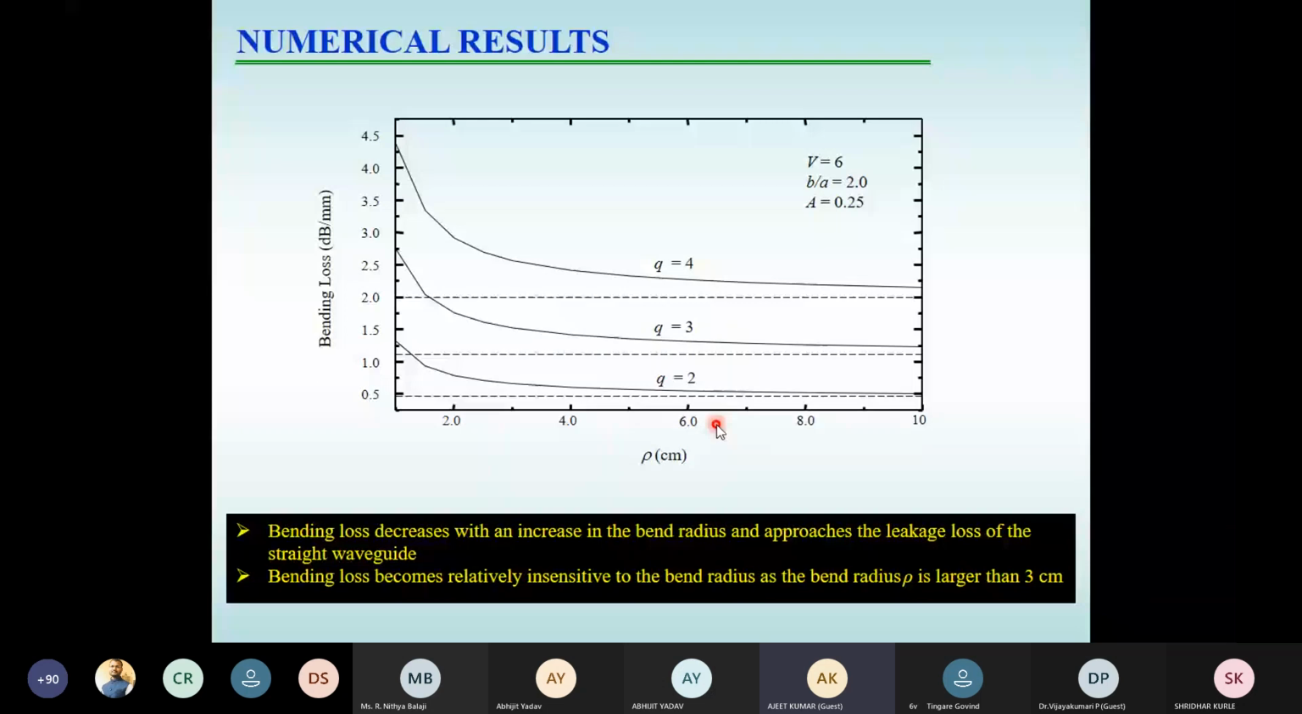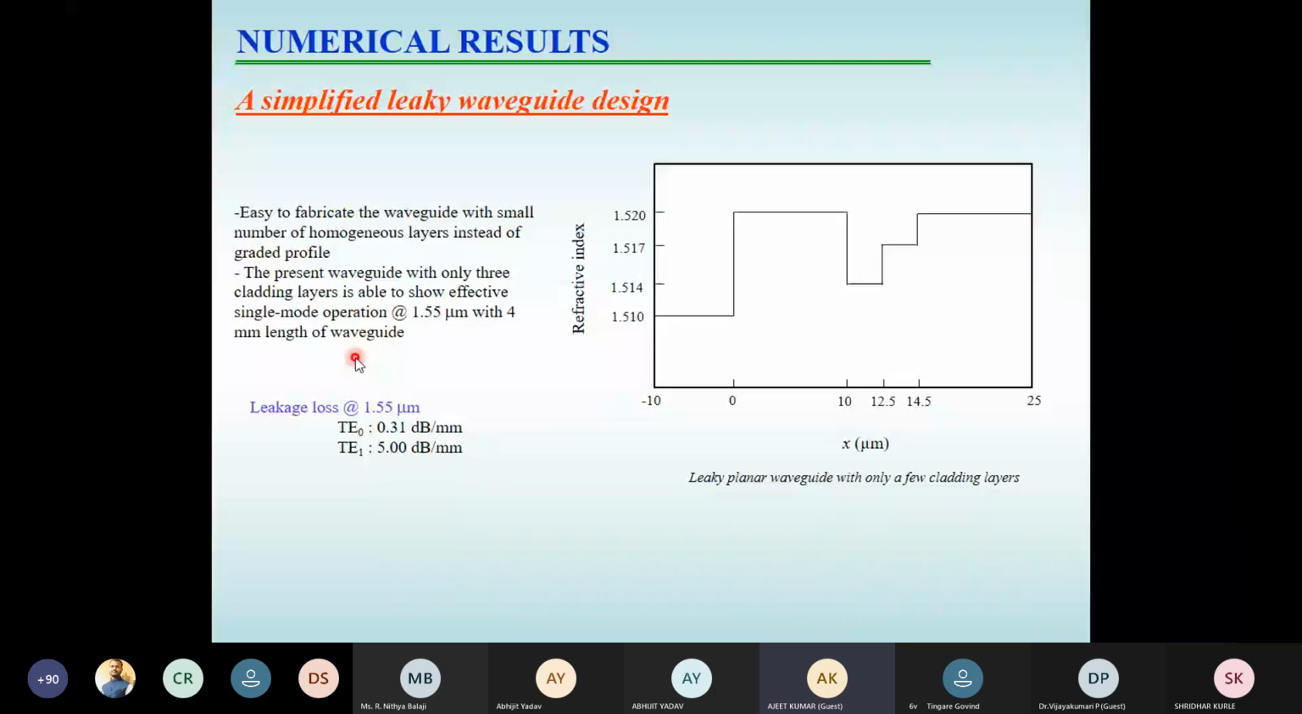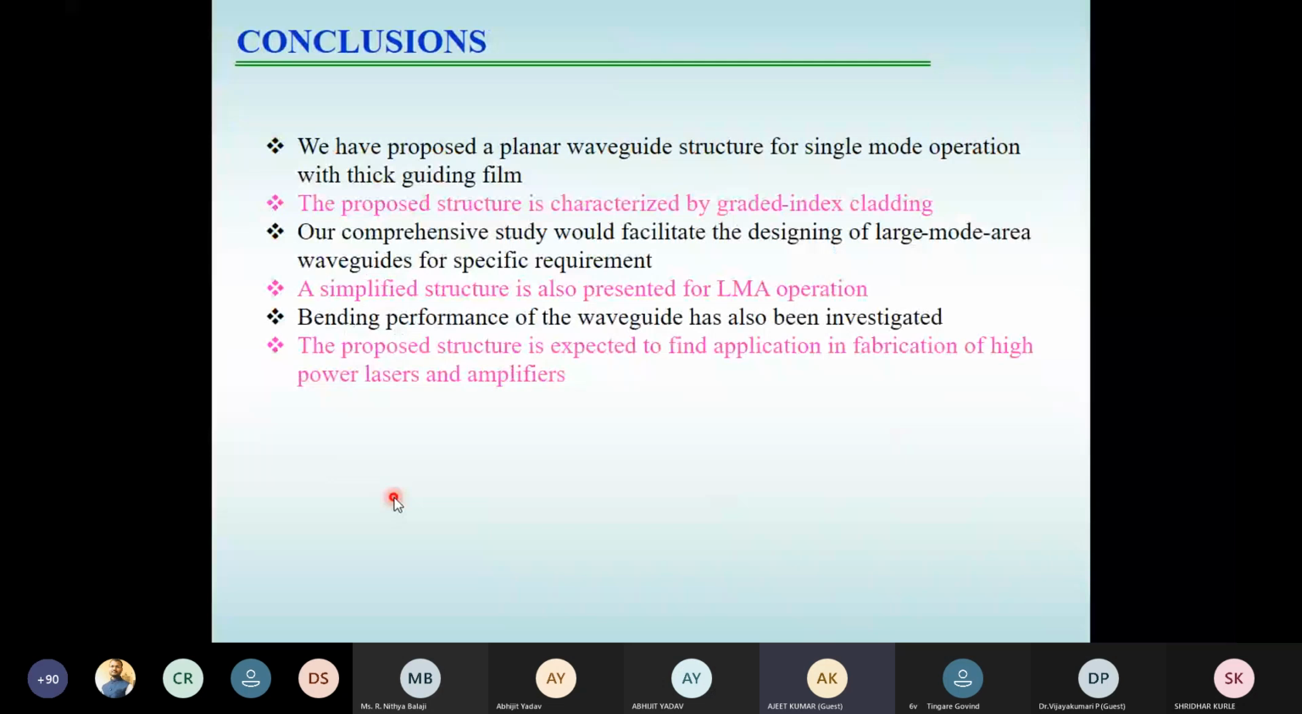That design we have given is a graded kind of structure, but it's not easy to fabricate a graded structure. So in order to give the simplest design, we have given a simplified design structure, and with this simplified structure, it is again able to show single mode operation. So the conclusion is that leaky designs can be used to achieve large mode area operation. This kind of waveguide structure can be used as a host waveguide. It cannot directly be used as a fiber laser. If you want to design a fiber laser, you need to dope the core with a rare earth medium, but this can be used as a host to design a waveguide laser or fiber laser.